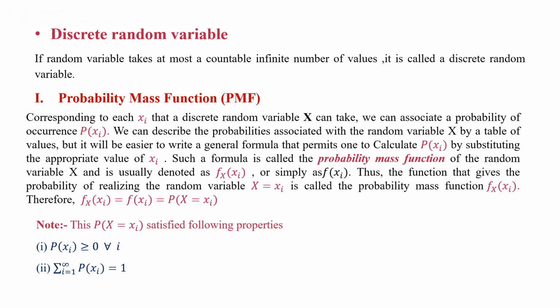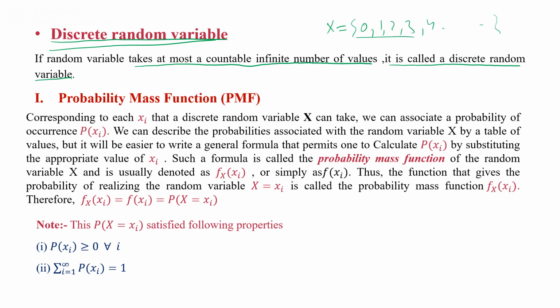Now first we discuss the discrete random variable. So first you have to understand the random variable. We have two types of random variables, discrete and continuous. So first we study the discrete random variable. If a random variable takes at most a countably infinite number of values, it is called a discrete random variable. Means when the random variable takes 0, 1, 2, 3, 4 and so on, these are discrete numbers. So if we say X is a random variable, we can say this is a discrete random variable.